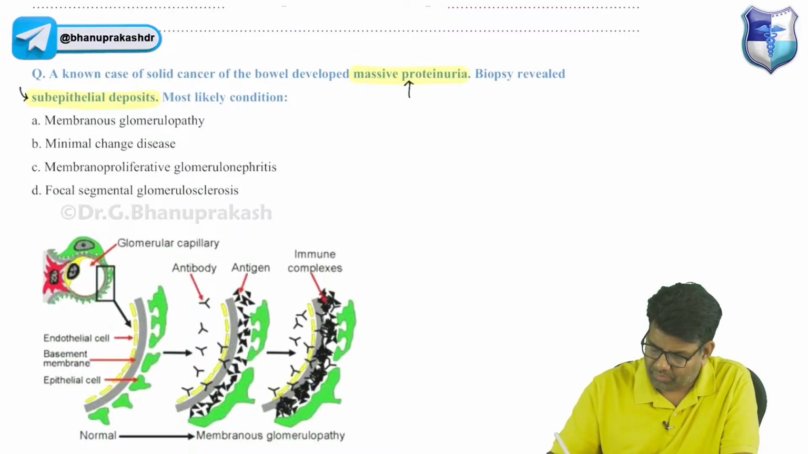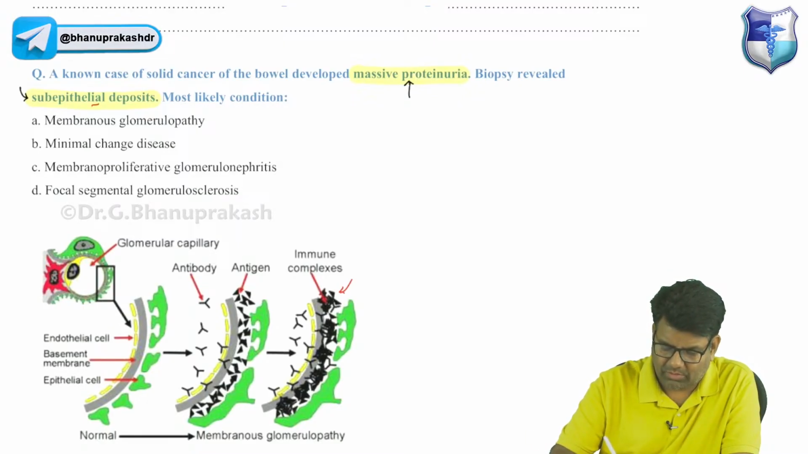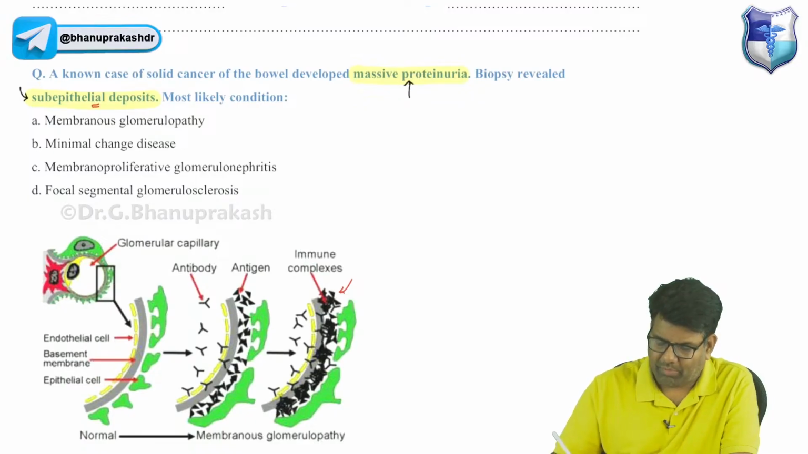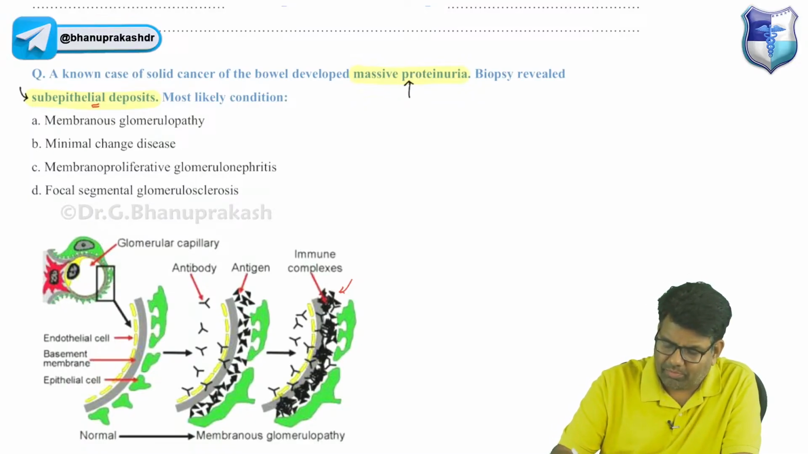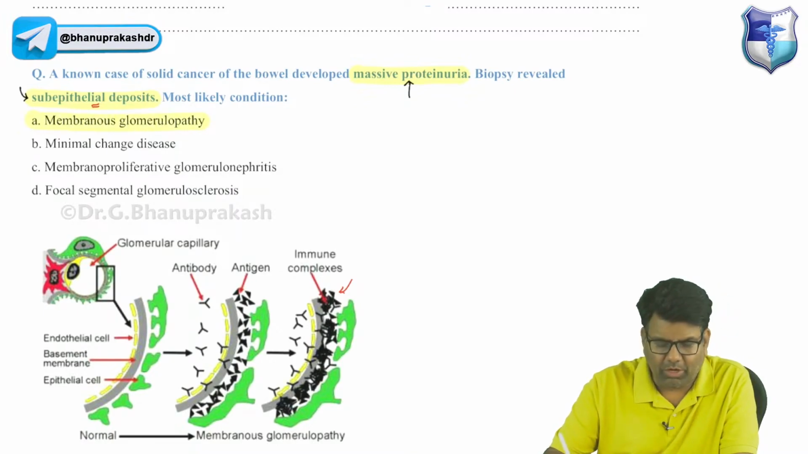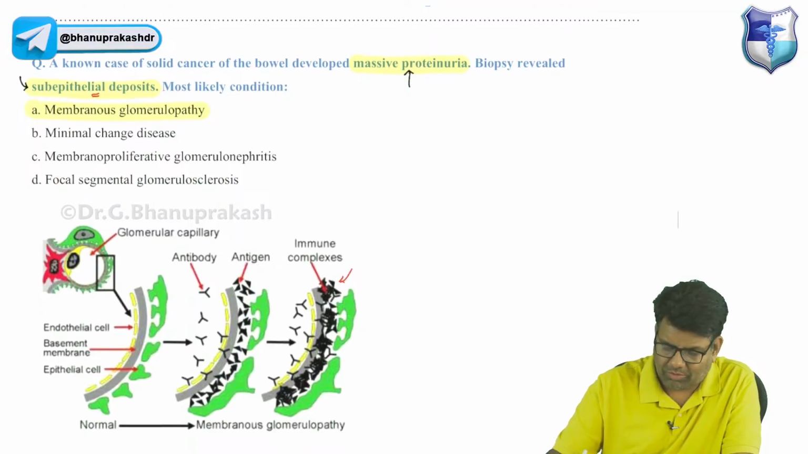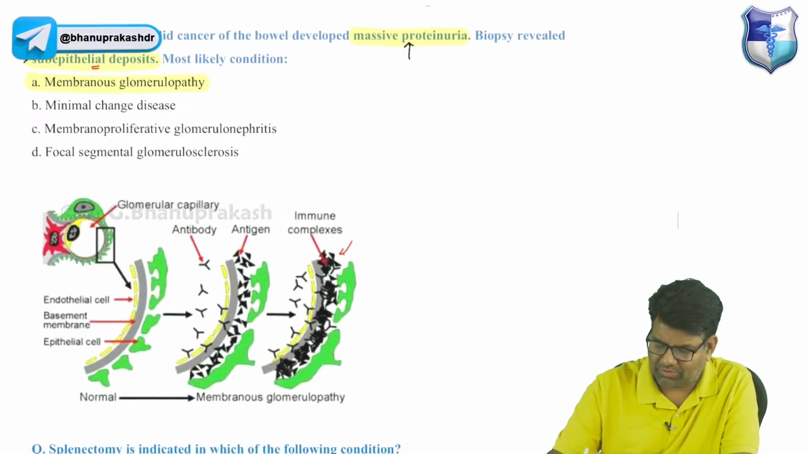So you can see there is deposition of immune complexes that gives rise to the subepithelial deposits. It is not MCD, because the important feature given is subepithelial deposit, so it is membranous glomerulonephritis, MGN. If you stick only to massive proteinuria, you might be wrong. You have to look for the subepithelial deposit as well.